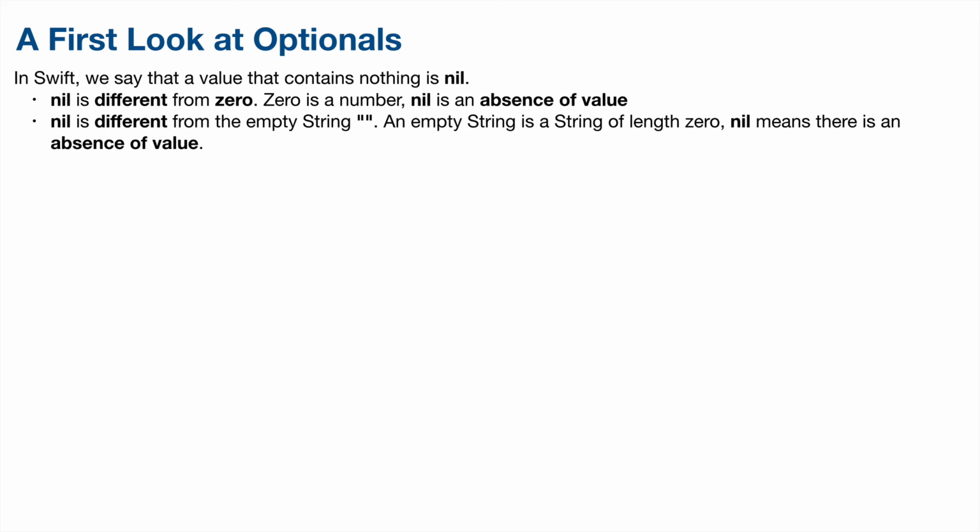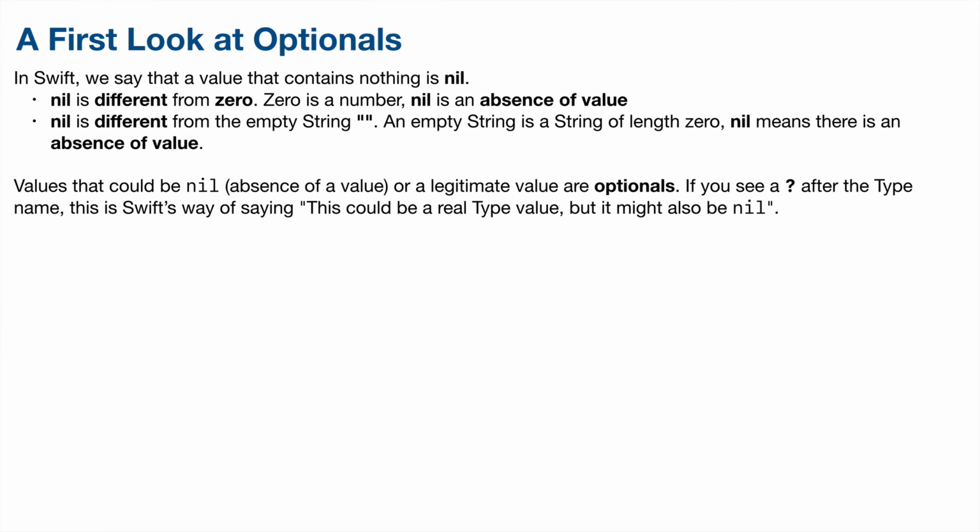Now, a value that could be nil, meaning an absence of value, or it could have a legitimate value. In Swift, we refer to these as optionals. Swift does this because a huge portion of errors that occur in computing are the result of not dealing well with things that could have nil in them, or an absence of value. So Swift requires you to be very explicit if something might not have anything inside of it.